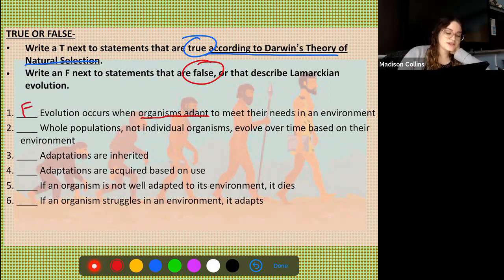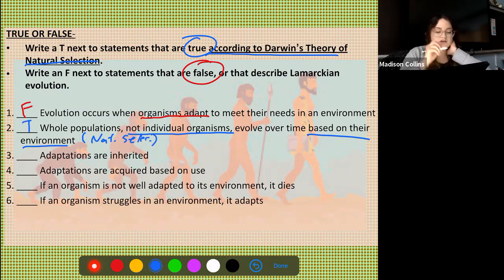Right, number two, whole populations, not individual organisms, evolve over time based on their environment. I'm seeing based on their environment. Remember, that is natural selection. I think that's true. That sounds pretty accurate, right?